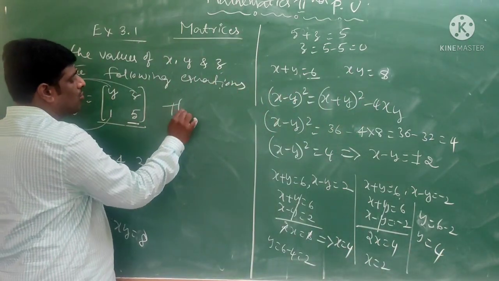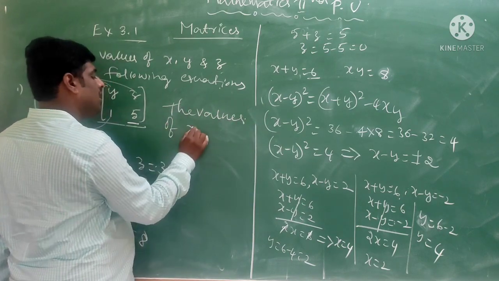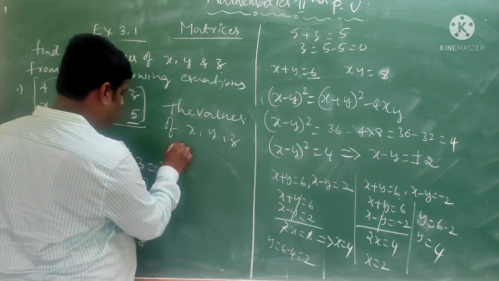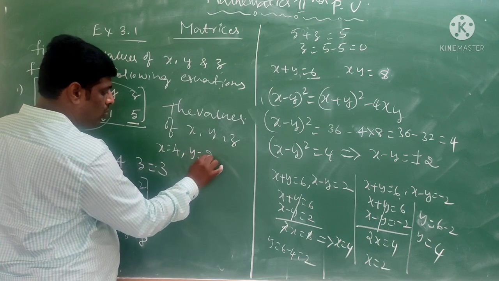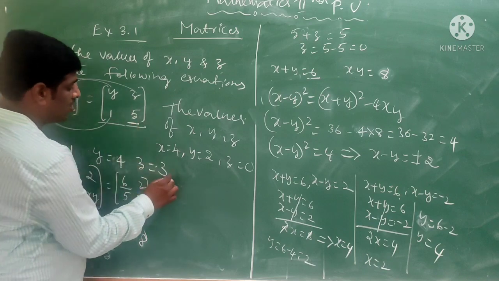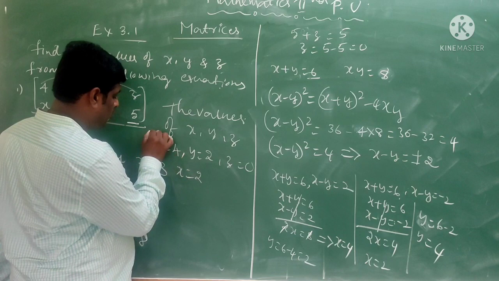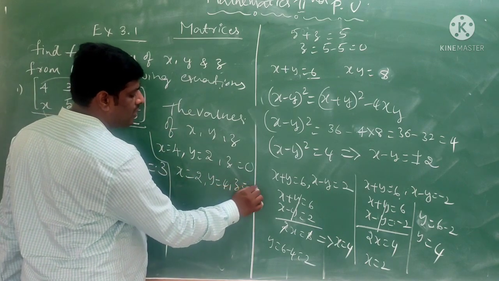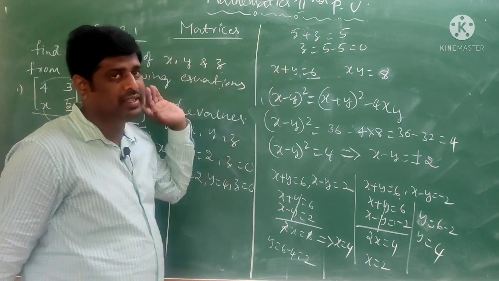Now the values of x, y, z: x is equal to 4, y is equal to 2, z is equal to 0. Next, another one is x is equal to 2, y is equal to 4, z is equal to 0. I think all of it is clear. I will explain this once again.